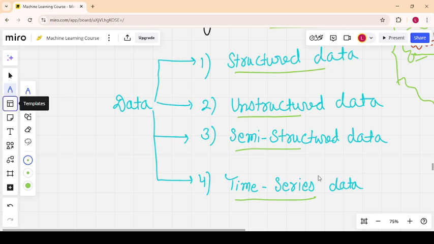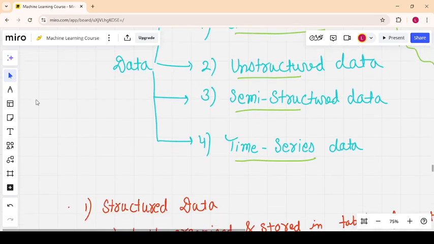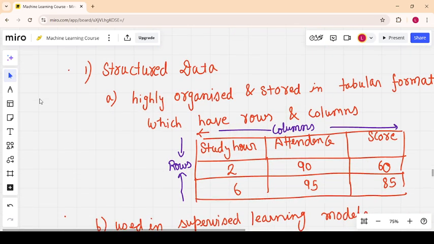Don't worry, I will go one by one and explain the concept, what is structured data, and I will explain with real life examples. So first is structured data.